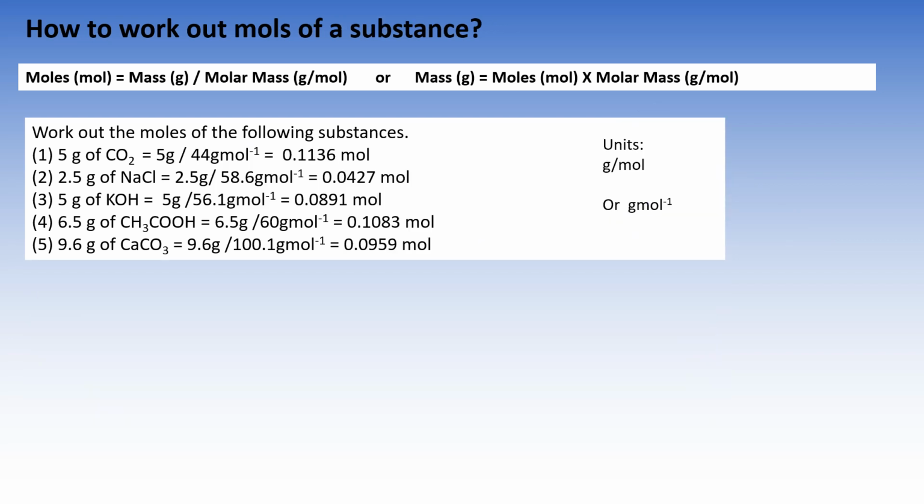Right, so for the first one, you can see it's 5 grams of CO2. You work out the molar mass of CO2, which is 44. 5 divided by 44 gives you 0.1136 mole. For number 2, you get the answer of 0.0427. For number 3, you get the answer of 0.0891. And for 4 you get the answer of 0.1083, and for 5 you get an answer of 0.0959.